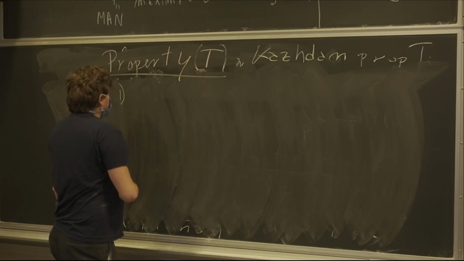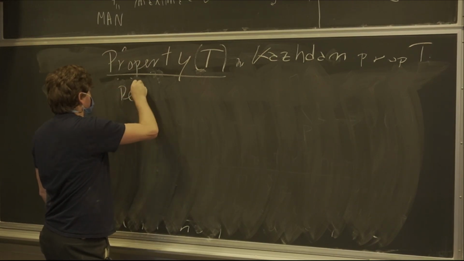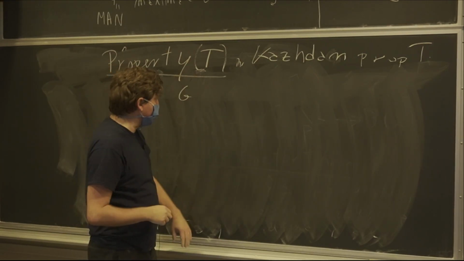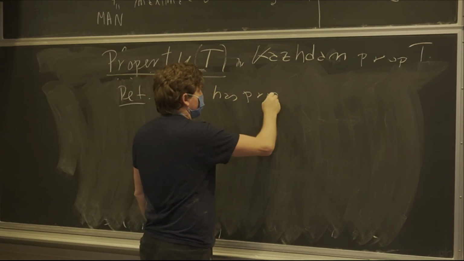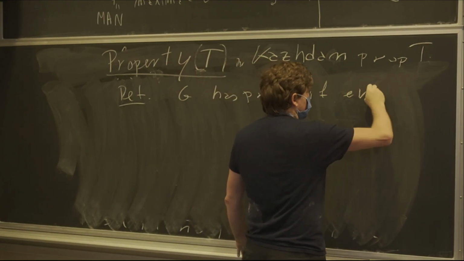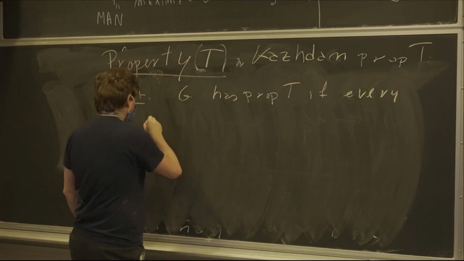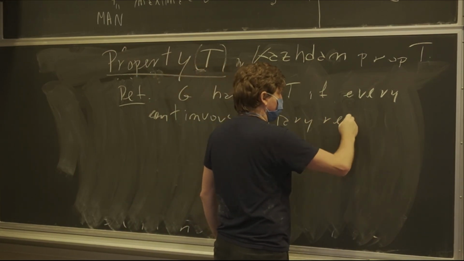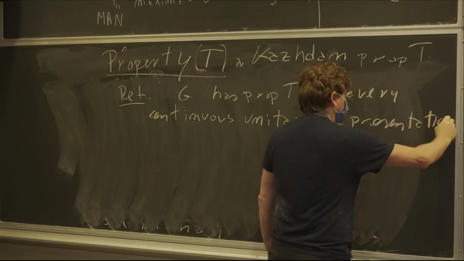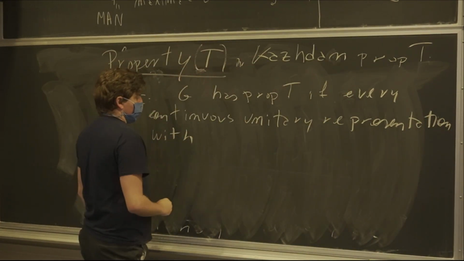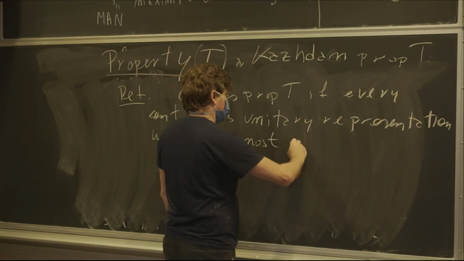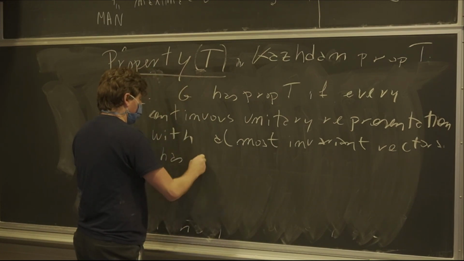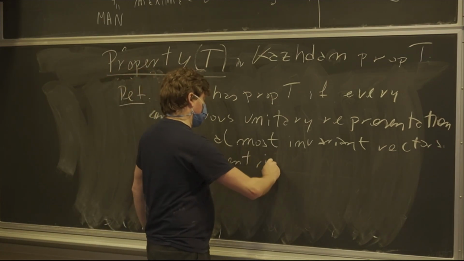Let me just do the definition. So G, as always locally compact, Hausdorff, second countable, has property T if every continuous unitary representation with almost invariant vectors has a non-trivial invariant vector.